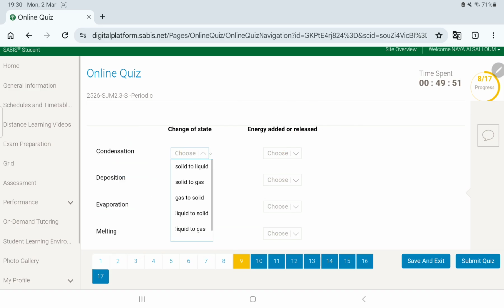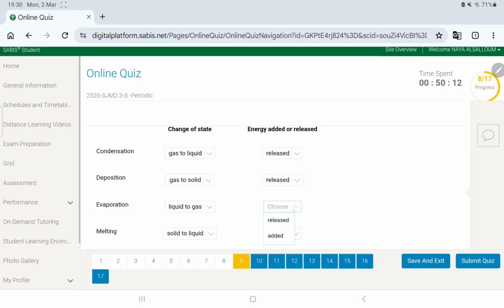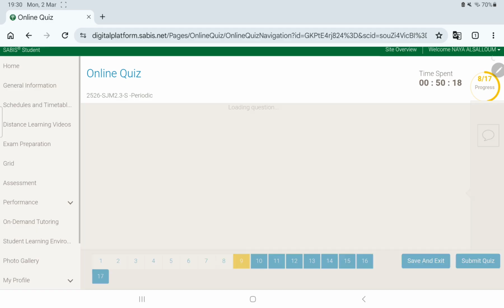So, condensation, gas to liquid. Here, you can scroll down to see. Deposition, gas to solid. Evaporation, liquid to gas. And melting is, where is it? Solid to liquid. And here, released, added. Okay? So melting, yeah, we're good. Let's go next.